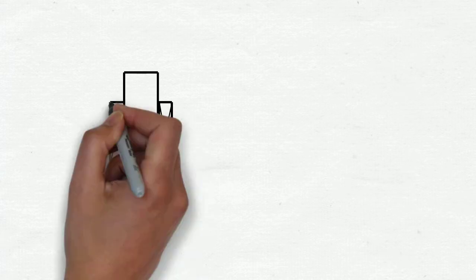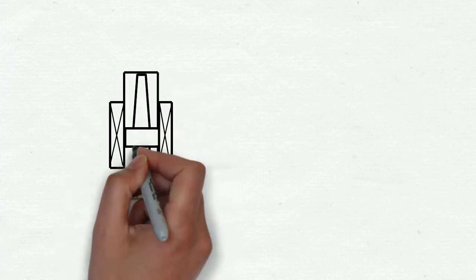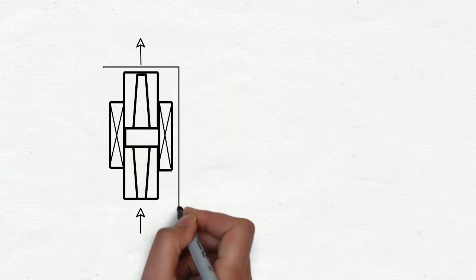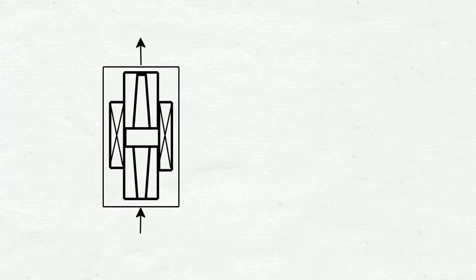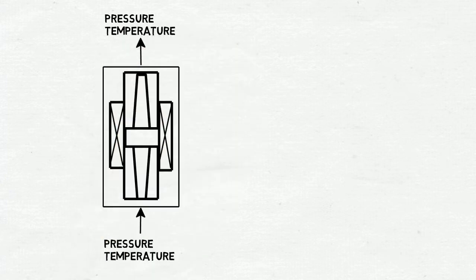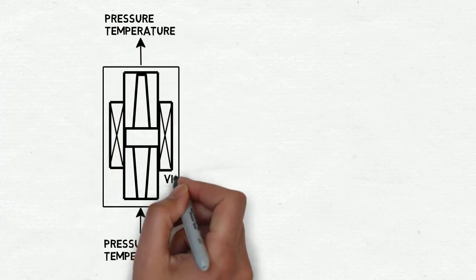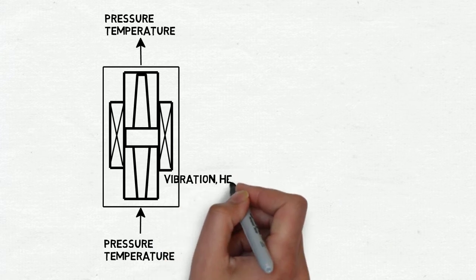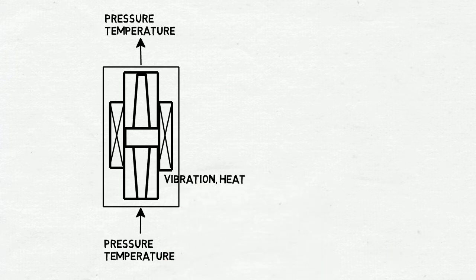Next, let's consider the pump alone. The pump's purpose is to pressurize the incoming fluid. Many times this is water. The typical measured parameters are inlet pressure and inlet temperature, then outlet temperature and outlet pressure. As the pump rotates to produce this pressure increase, vibration and heat are produced in the bearings.